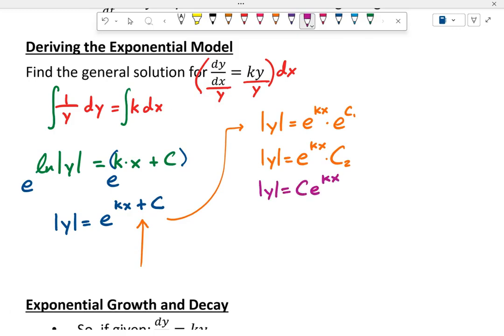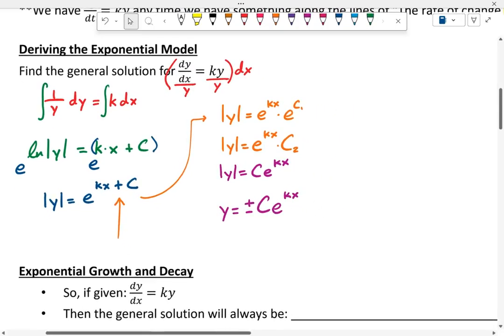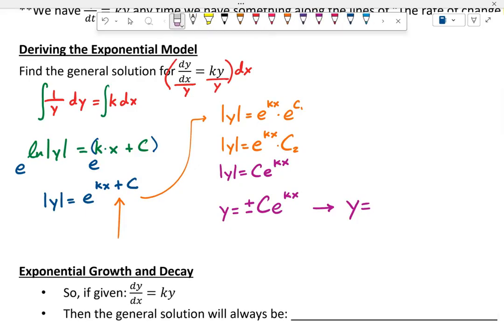And then how do we get rid of the absolute values? So y equals plus or minus c e to the kx, but plus or minus a constant, do we need the plus or minus? No, so that just becomes y equals, I was about to write my plus or minus, I just said we didn't need them. y equals c e to the kx. And that will always be true if we have this directly proportional situation.